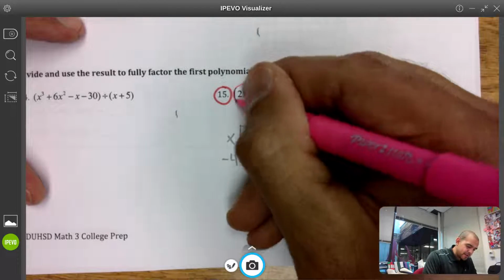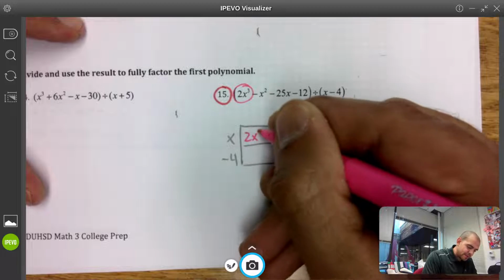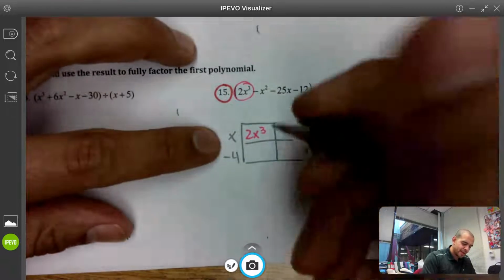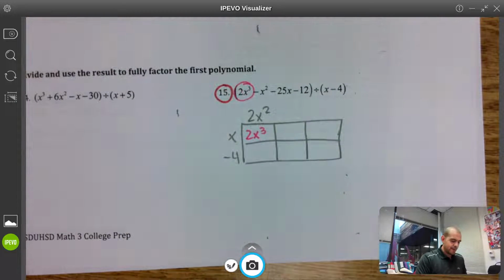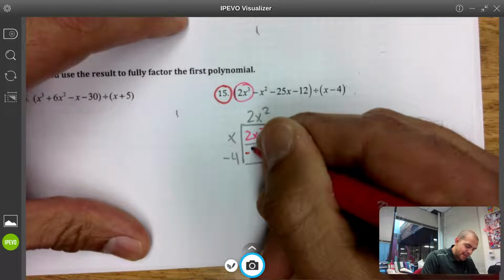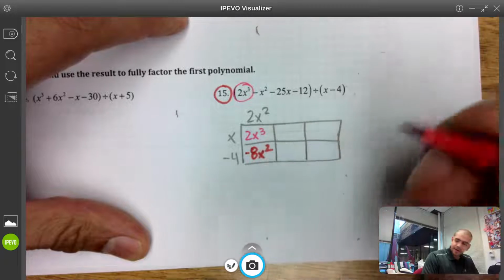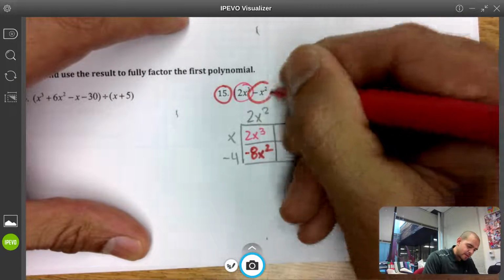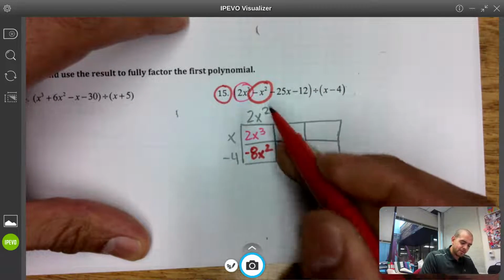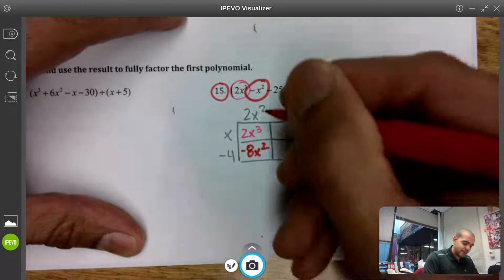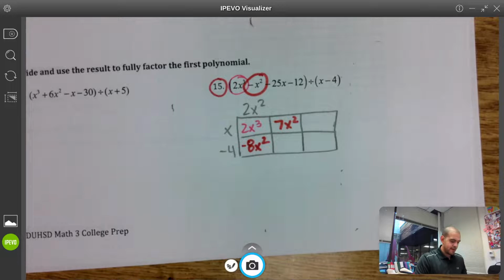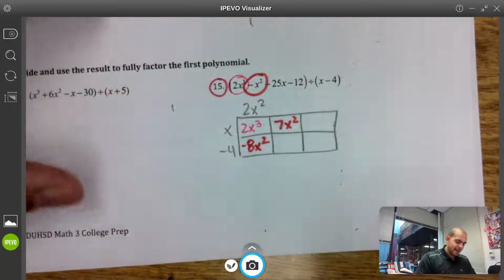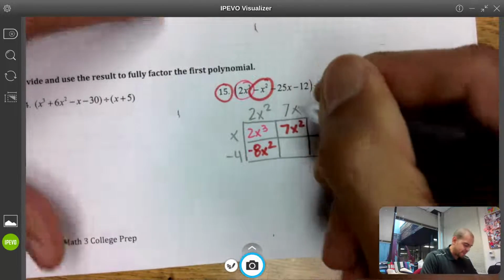Okay. So this goes here, 2x to the third, x times 2x squared, right? Now moving on, negative 8x squared. So negative 8x squared plus what will get you that negative x squared? And that is a positive 7x squared. Okay. Now I can find the outside. It's 7x.